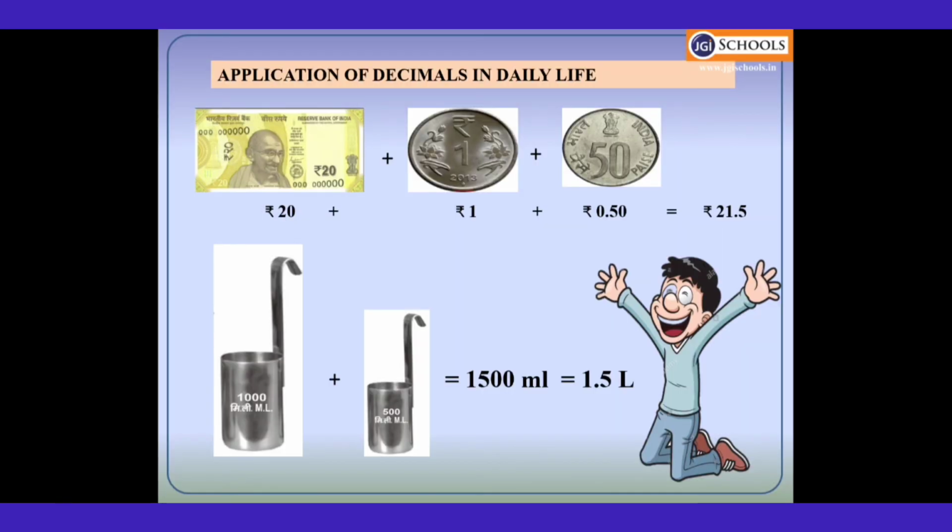So applications of decimals: how decimals are useful in our daily life in money matters. You can see here, if you have to give money to somebody and it costs 21.5 rupees, how will you give it? You have to add a 20 rupee note, plus a 1 rupee coin, plus 0.50, which is not rupees, it is paisa, a coin. Okay, and decimals are also useful for measurements such as weight and capacity.